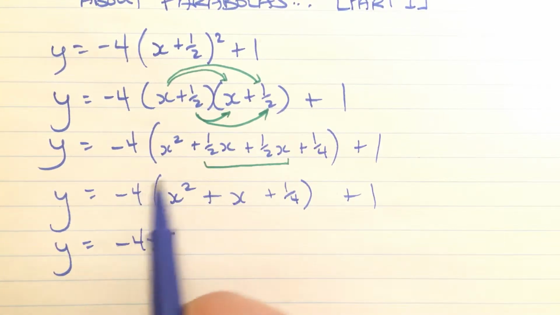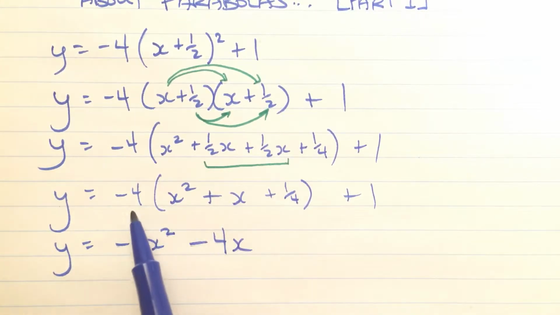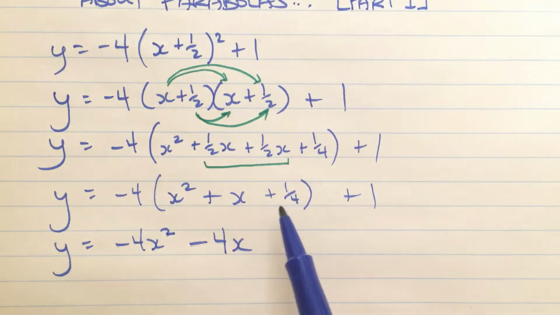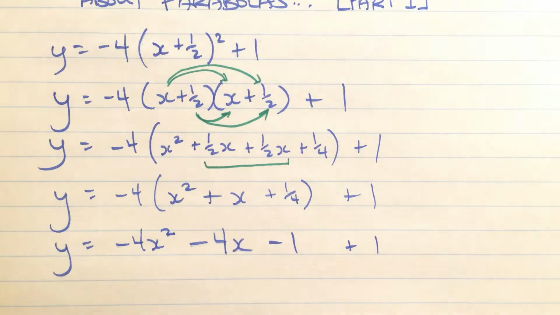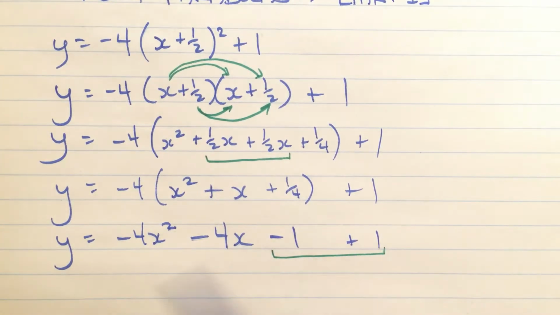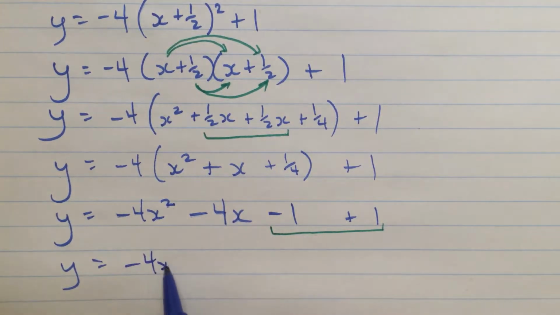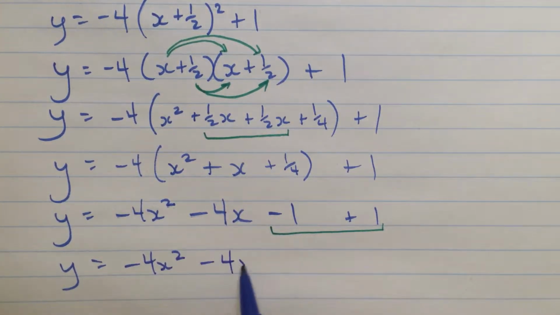-4 times x squared, -4 times x, I'm going to have a -4x. And then the last one, -4 times 1/4, that's going to be -1. And then I have a plus 1 at the end. Hey, look at that. These guys are both constant terms, and they happen to be sort of opposites from each other. So we have a -4x squared minus 4x. Okay, so that is standard form.